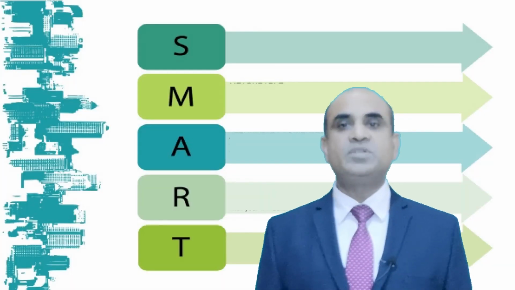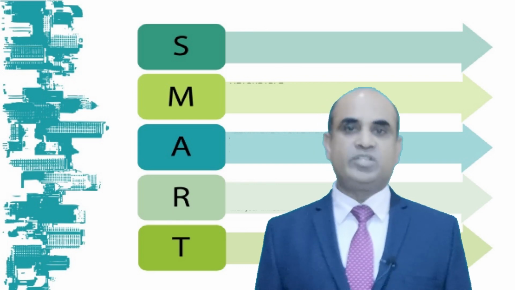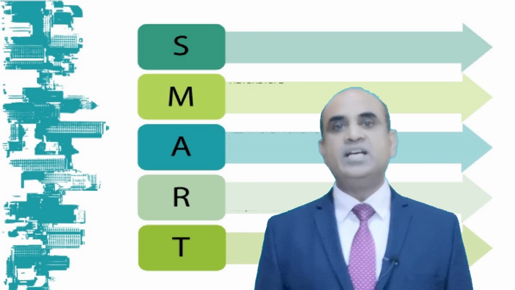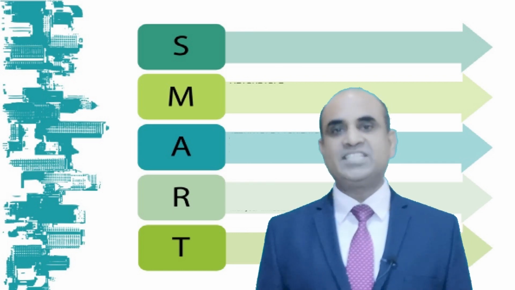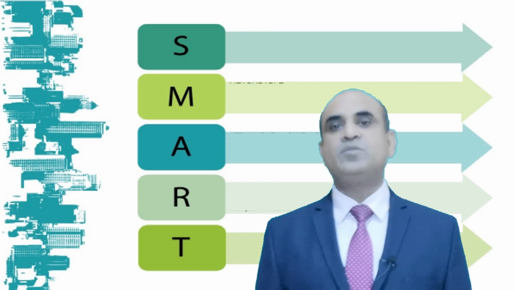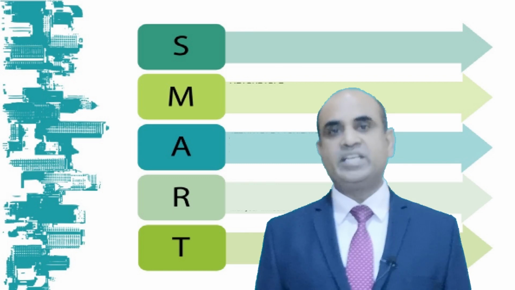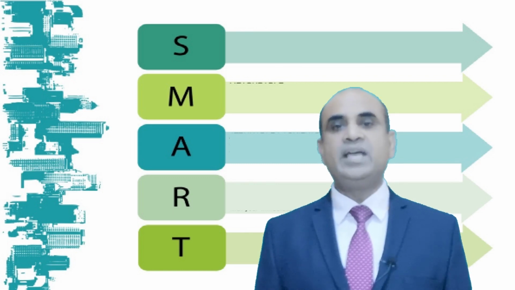Another important concept to remember while eliciting requirements is the SMART concept. So what is SMART? SMART stands for S for specific, M for measurable, A for appropriate or achievable, R for realistic, and T for traceable and time bound.